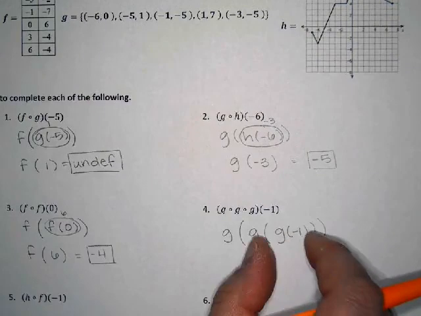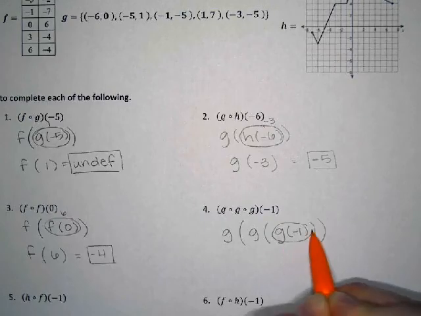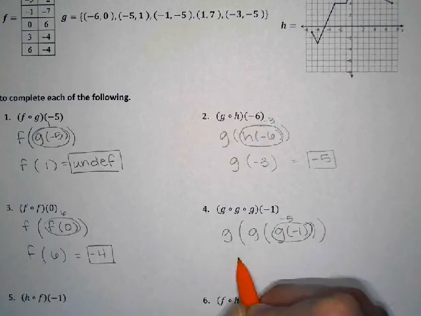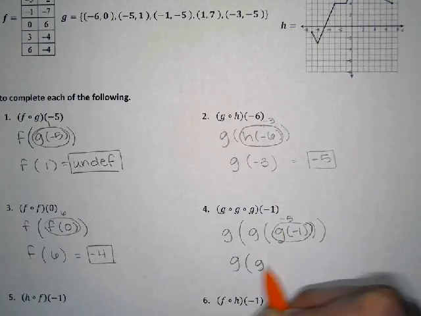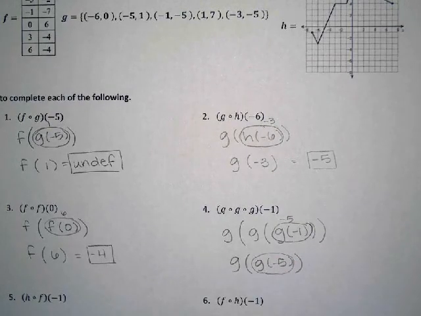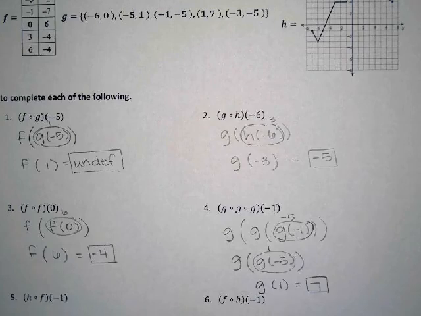Okay, so we start from the inside. What is g of -1? So this is -5. Okay, so now I have g of -5. And what is this? 1, okay. And then what is g of 1? 7. Okay, so this equals 7. So whenever you're evaluating, you just start with the inside and you work your way out. Does that make sense? Are we okay with that? The notation is funky, but we just start with the inside, we work our way out.